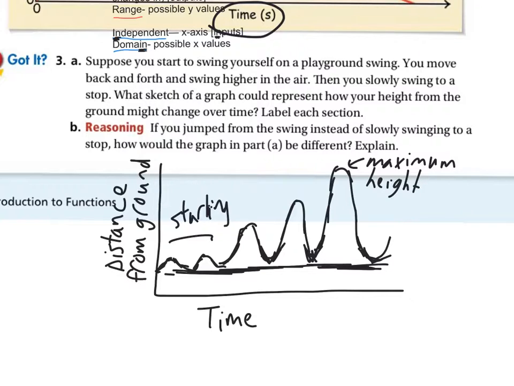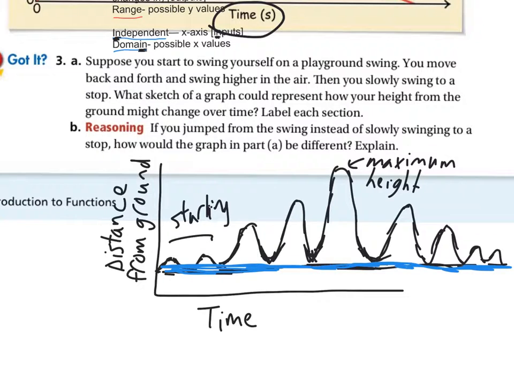And then we start slowing down. Recess is over, so time to get off the swing. And then eventually we finally come to a stop. Okay, so again, this line here, I'll make it a blue line. That's really not there. I didn't do it from the start, but that's making sure we're staying at the same Y value for where the swing is originally.